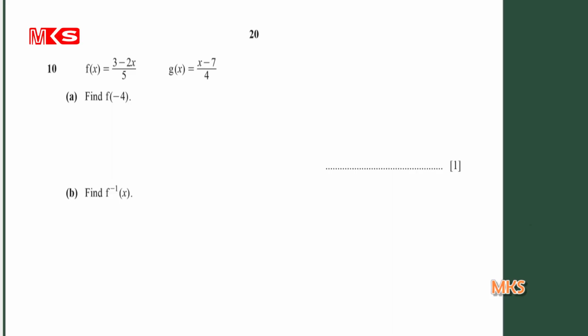Question 10, f of x is equal to 3 minus 2x over 5. G of x is x minus 7 over 4, two functions are given. We have to find f of minus 4.